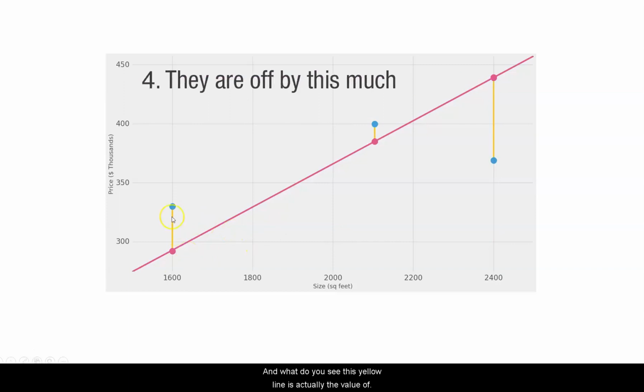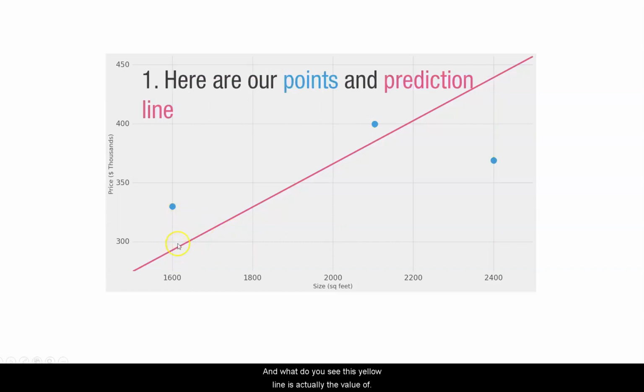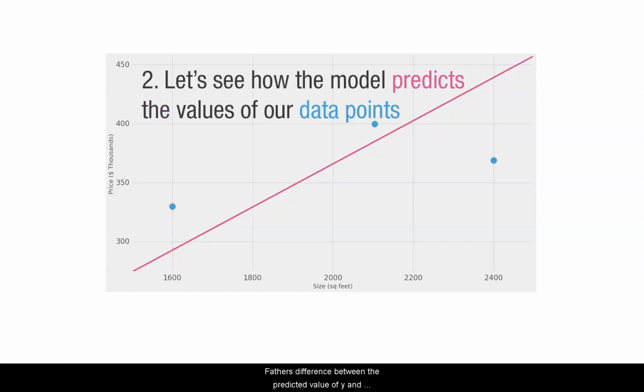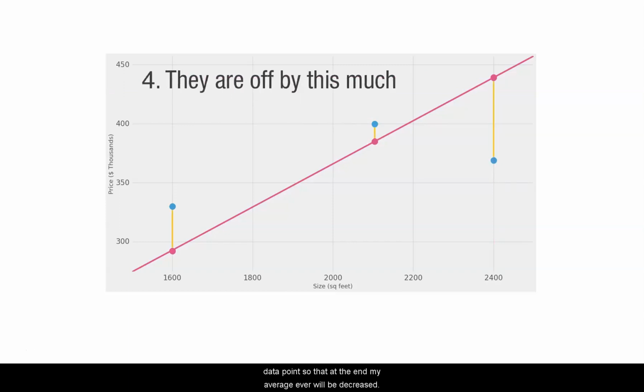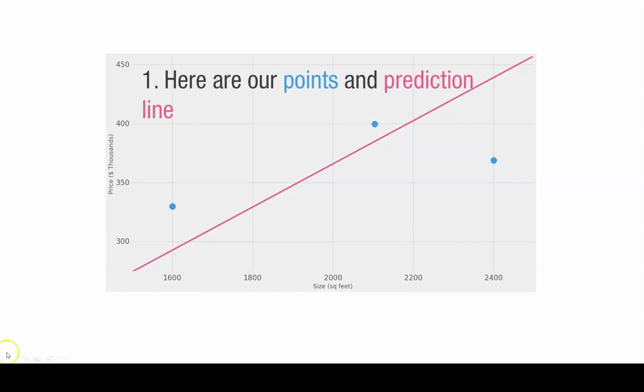And what you see, this yellow line is actually the difference between the predicted value of Y and the actual value of Y. So what we see in that yellow line is what we want to decrease, right? I want to decrease the length of that yellow line for each of my data points, so that at the end my average error will be decreased.